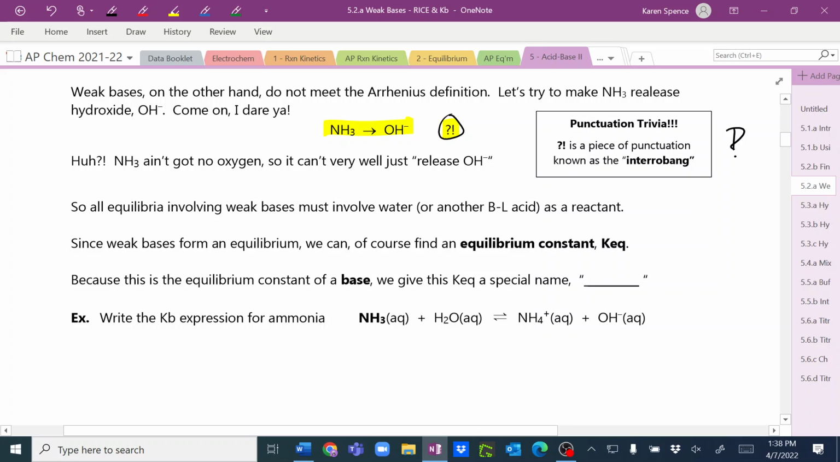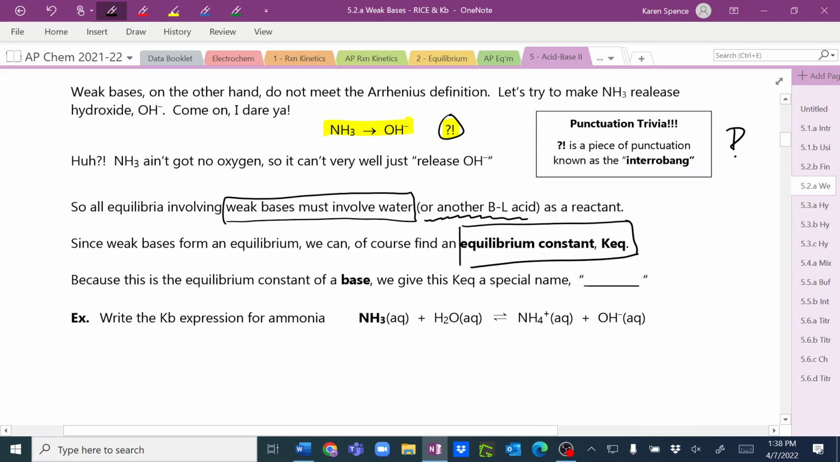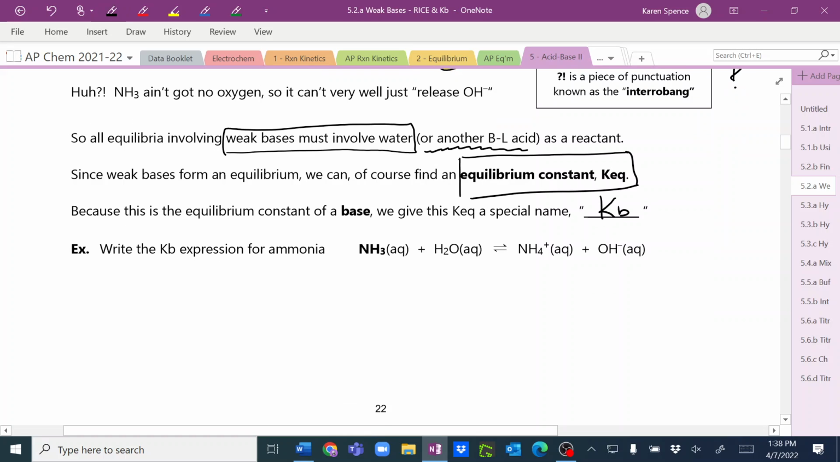So all equilibria involving weak bases must involve water or another Bronsted-Lowry acid as the reactant. Since weak bases form an equilibrium, of course, we can find an equilibrium constant, Keq. Because this is the equilibrium constant of a base, guess what we call it? Kb, huzzah. Could you please write the Kb expression for ammonia?